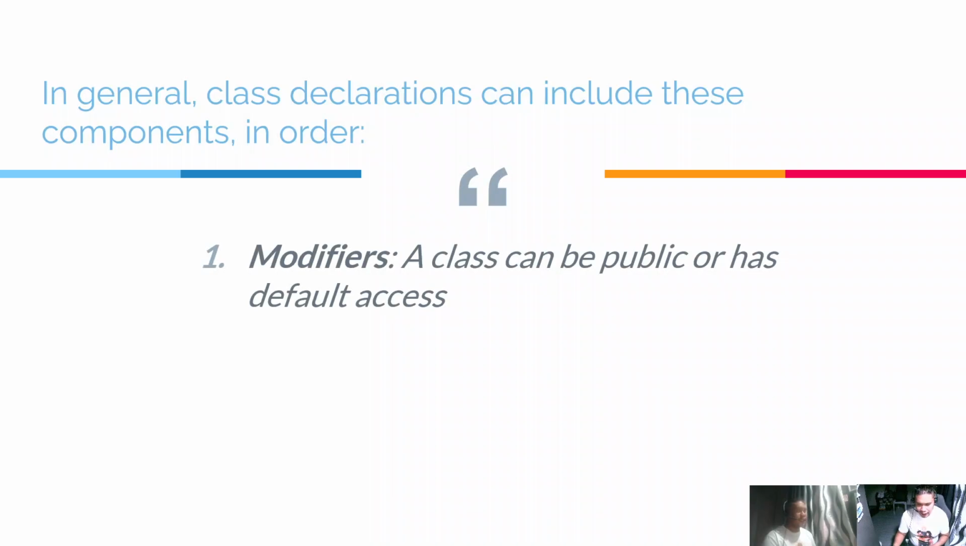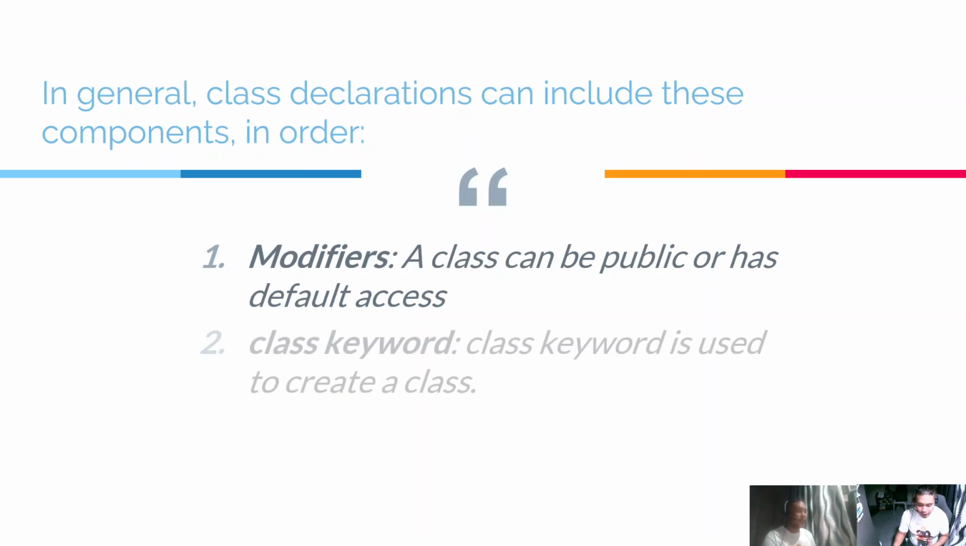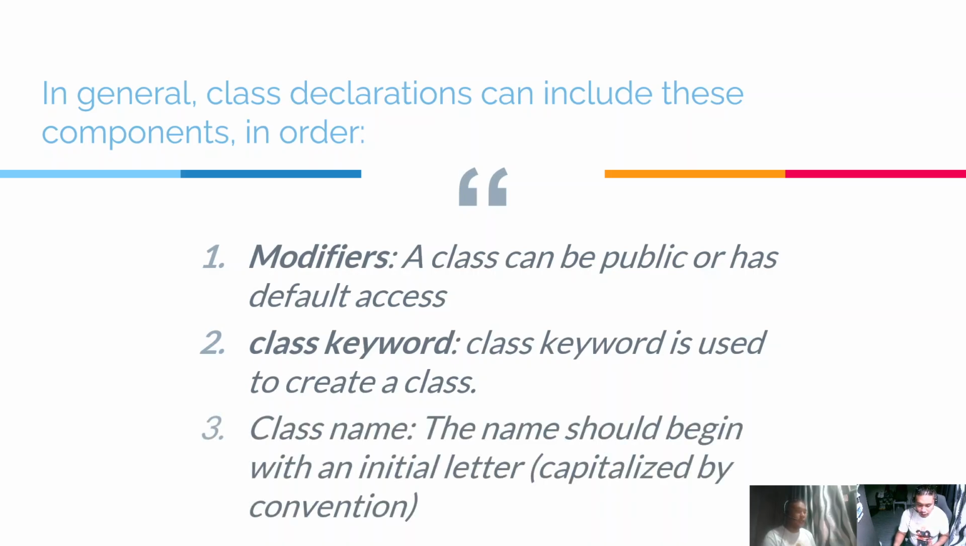In general, a class declaration can include the following components in order. First, there are modifiers. A class can be public or have default access. We already discussed that there are three types of access modifiers, which are public, private, and protected in Java. Second, the class keyword. A class keyword is used to create a class. I also mentioned in our last meeting that there is a keyword that tells the compiler that you're creating a class.